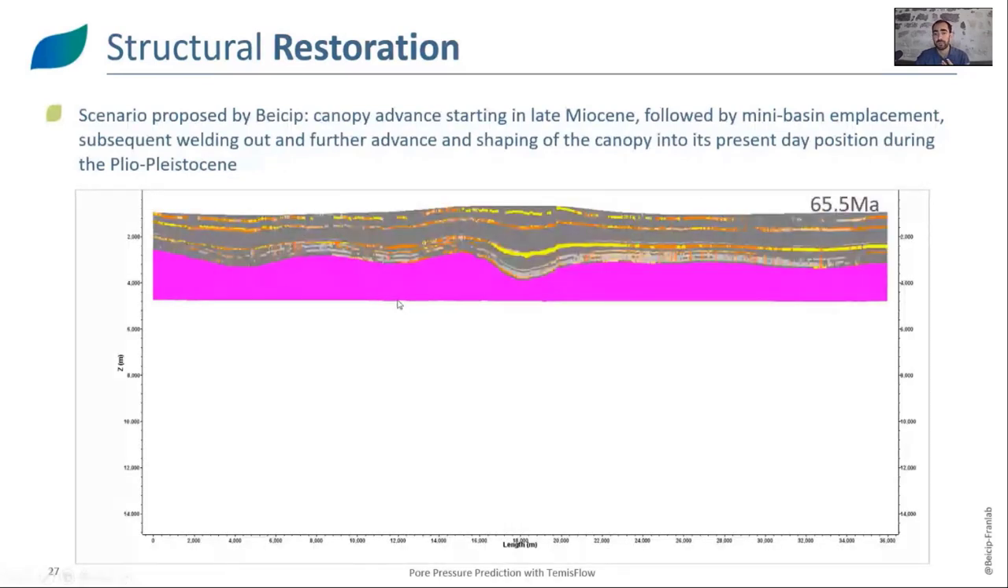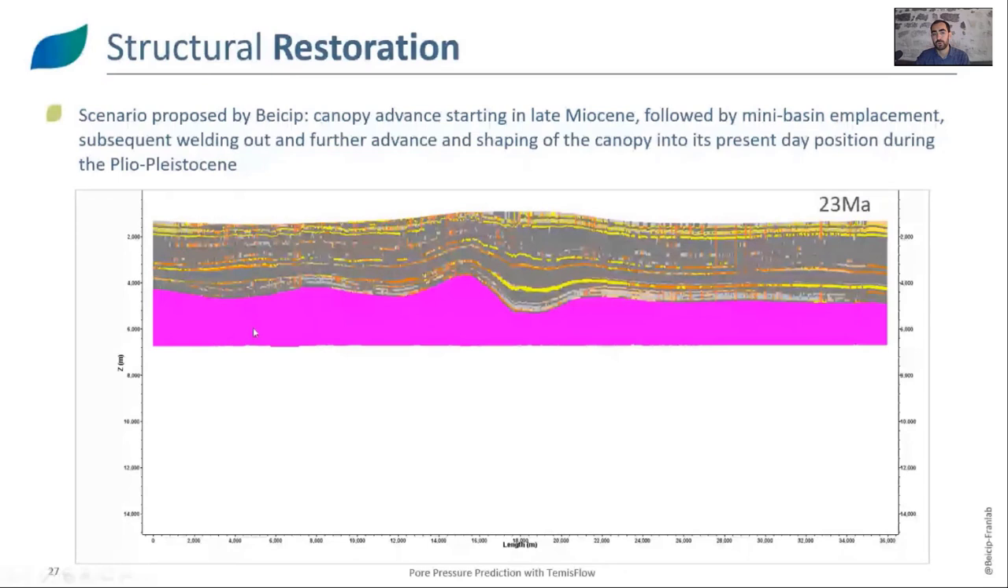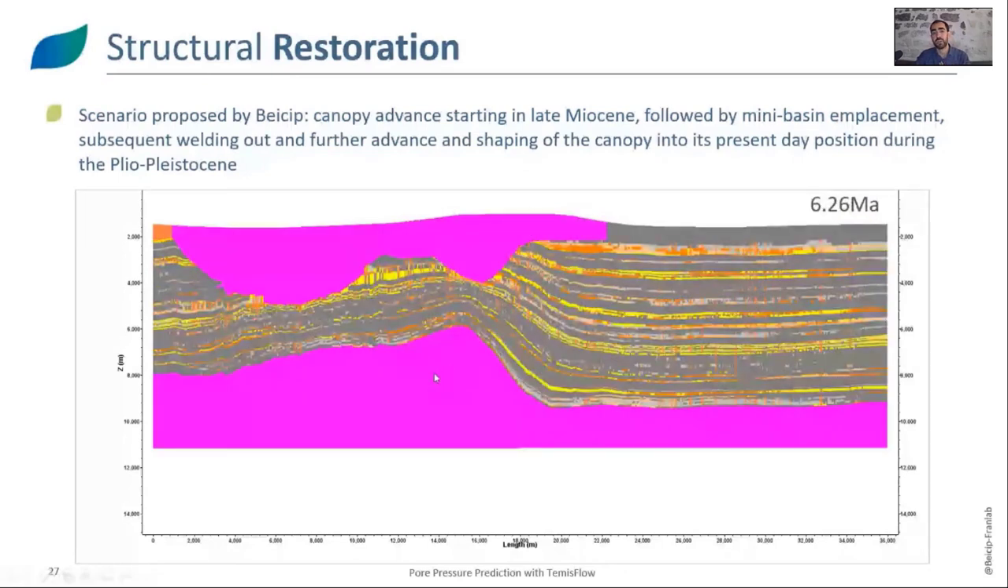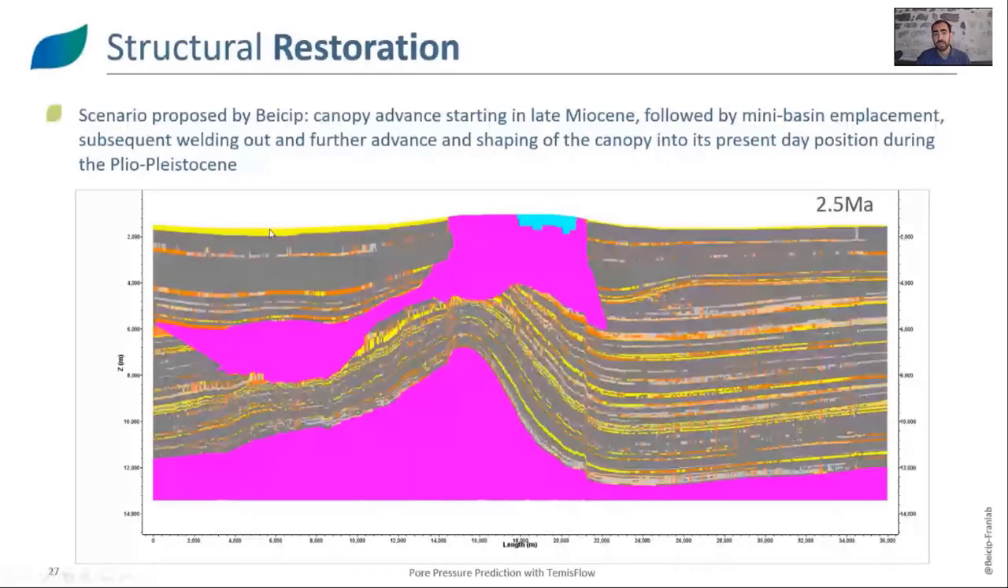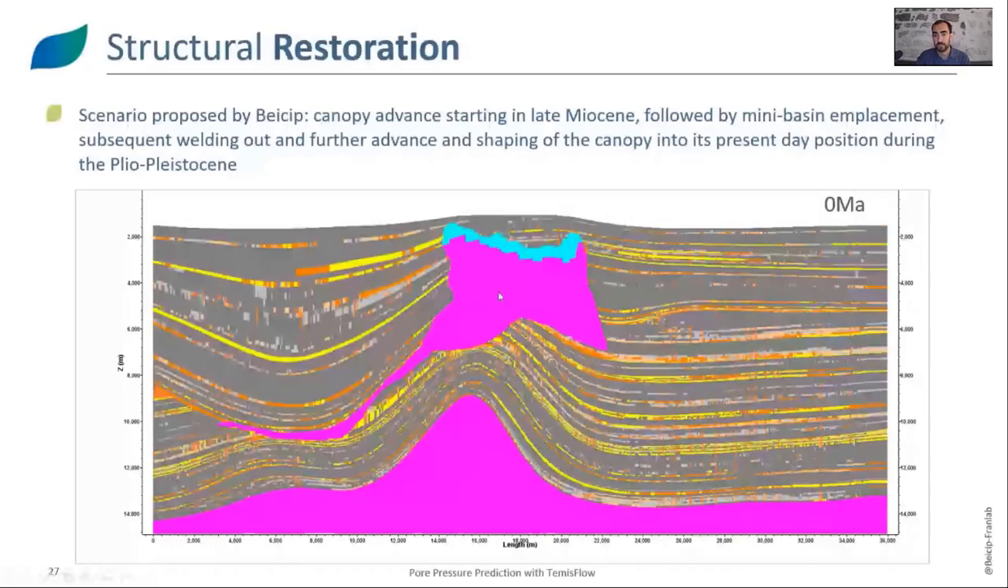So we first start with the autochthonous salt that grows through diapirs. We have a canopy advance in the late Miocene, which is followed by the mini basin emplacements. And then we have a welding out and the shaping of the canopy at present day.